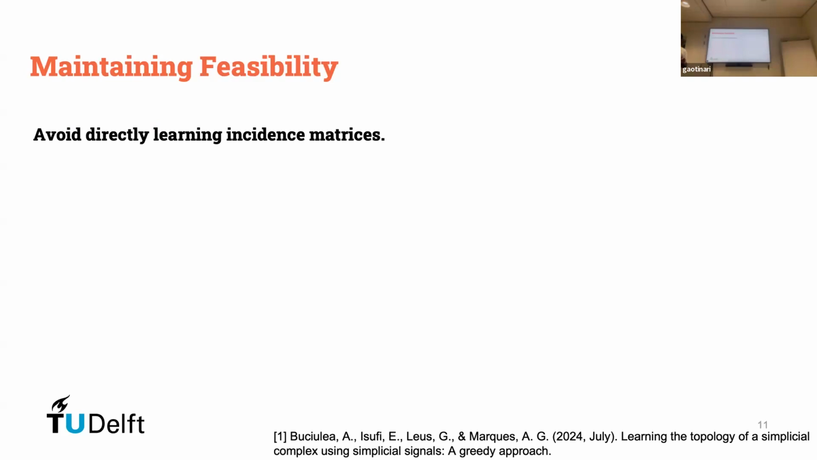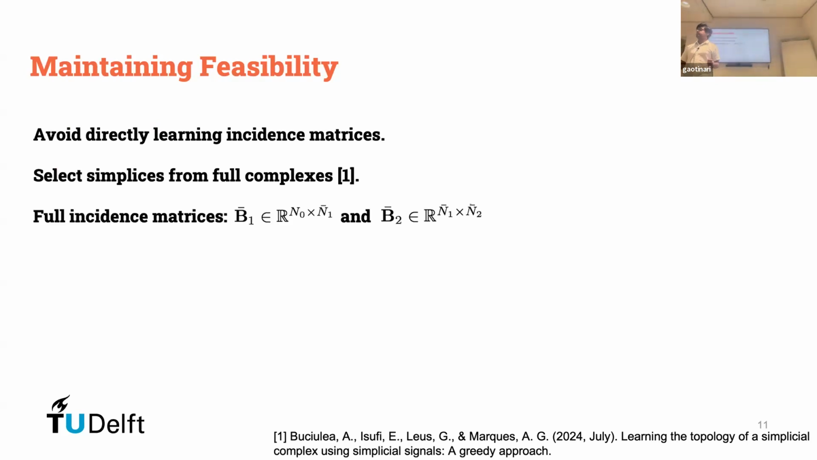So we don't learn incidence matrices themselves because that is difficult to do, because you need to maintain the structure that we talked about before. We select simplices from a full simplicial complex, right? So we have these full incidence matrices of shape number of nodes by number of all possible edges, and then number of all possible edges by number of all possible triangles. Whenever you see a bar, it means we're talking about a full simplicial complex.